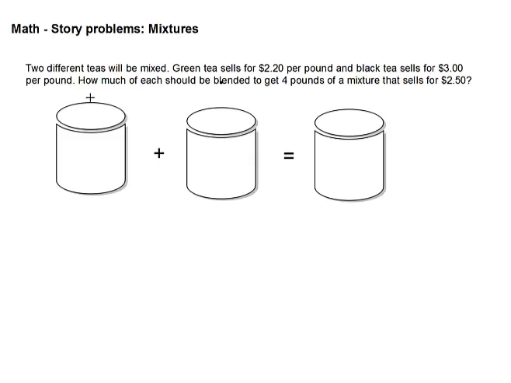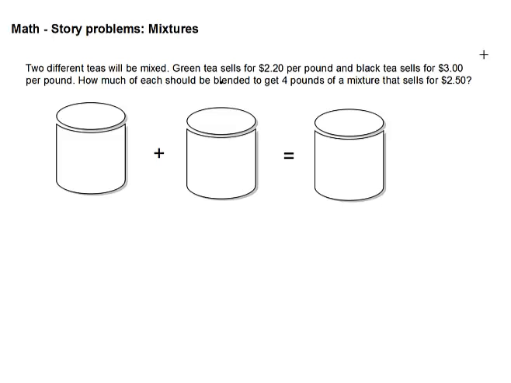In this case, we have two different teas being mixed. Green tea sells for $2.20 per pound and black tea sells for $3 per pound. How much of each should be blended to get 4 pounds of a mixture that sells for $2.50?